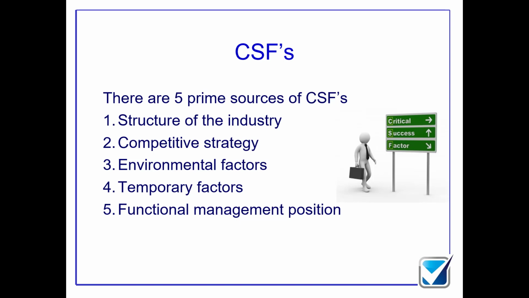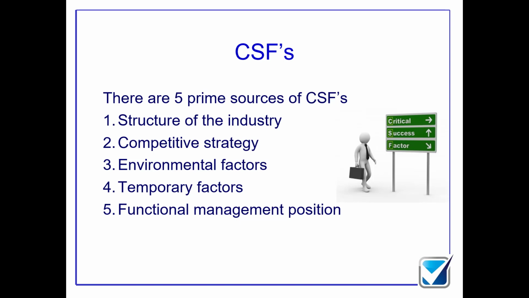Environmental factors, so the external issues. Environmental factors can include things such as reputational damage or potentially an increased value with regard to your reputation. Temporary factors such as financial collapse of banks or maybe a global pandemic, that could have an impact. And then the functional management position has an impact because different types of managers are concerned with different issues. So sales managers are concerned with sales. Compliance managers are concerned with regulatory compliance. So there's different types of managers who have got different types of issues that they'll need to deal with.